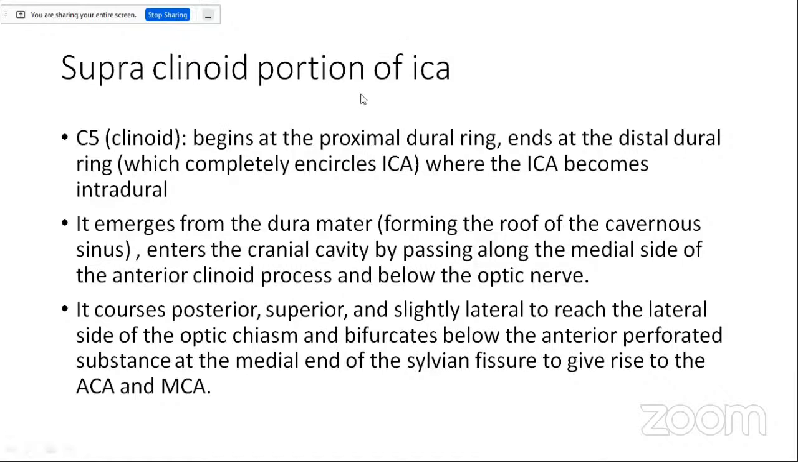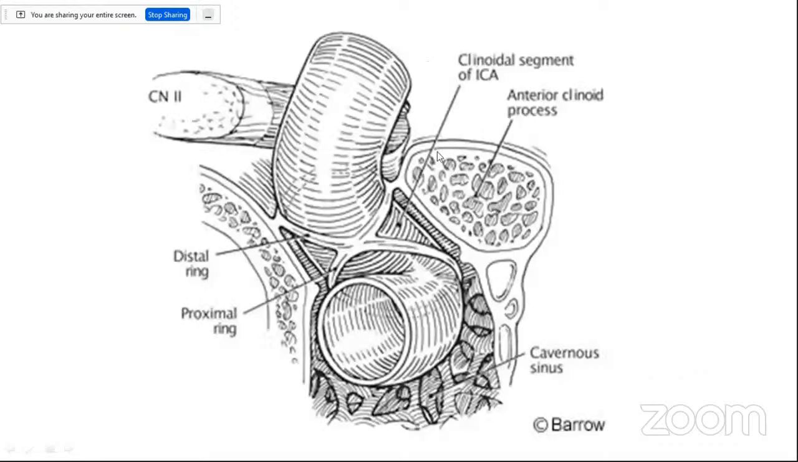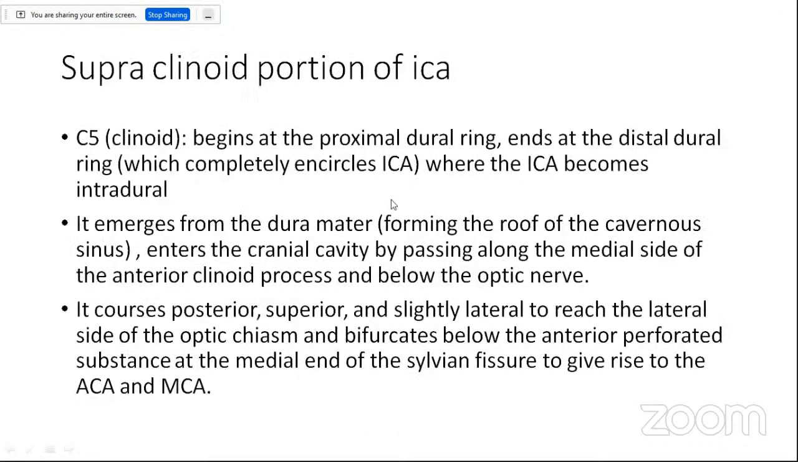Then comes the clinoidal segment or the supraclinoidal portion of the ICA. The C5 or the clinoidal segment begins at the proximal dural ring. We also already saw in this diagram. It begins at the proximal dural ring and it ends at the distal dural ring, where the ICA then becomes intradural and supraclinoidal.